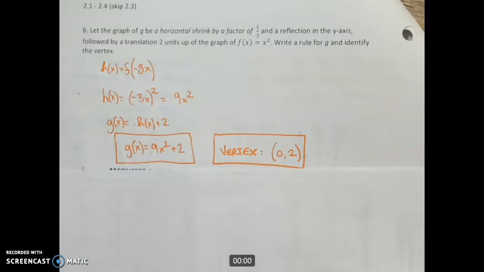Here's number 6. Let the graph of G be a horizontal shrink by a factor of 1/3 and a reflection in the y-axis followed by a translation 2 units up of the graph of f of x equals x squared. Write a rule for G and identify the vertex.